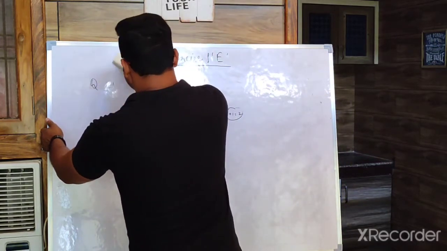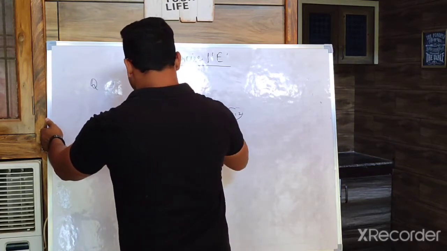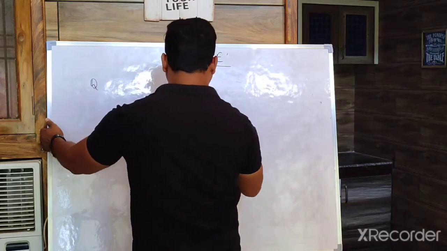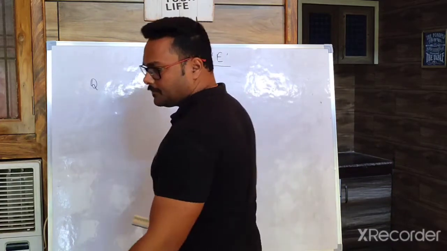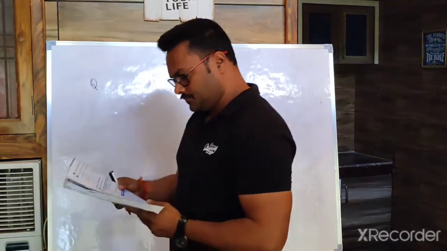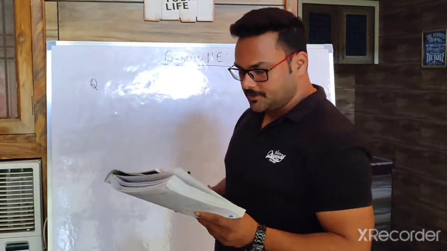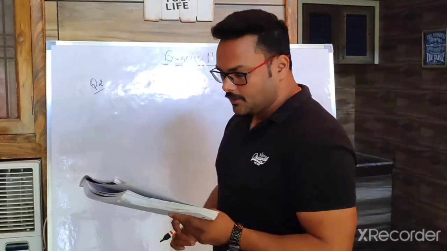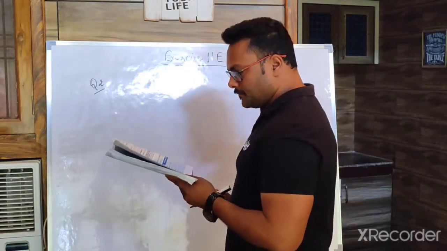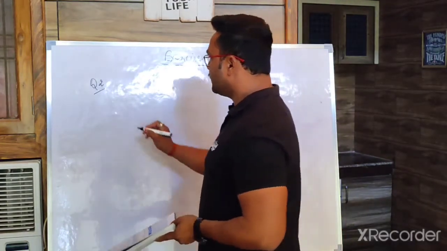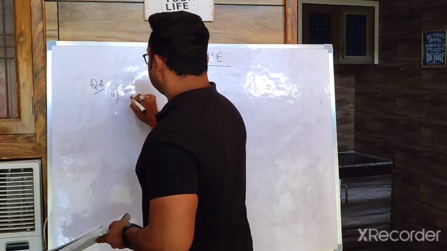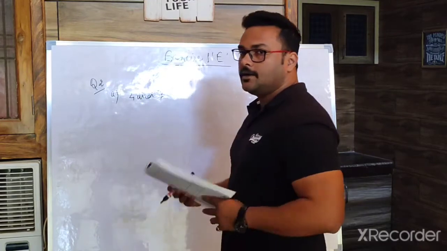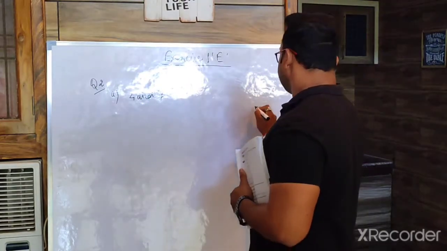The question is saying that you have to find rational numbers, but how many, that we have to see. Look at that. Question number 2. Find two rational numbers between 4 and 7. You have to find two rational numbers. Look here again on the number line.